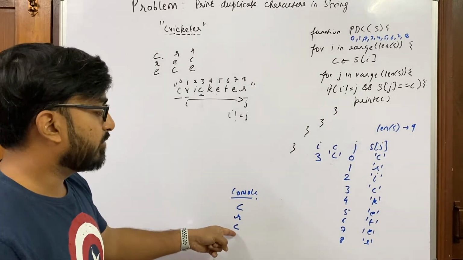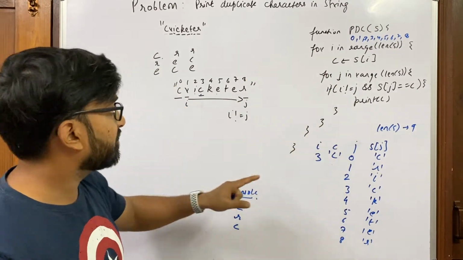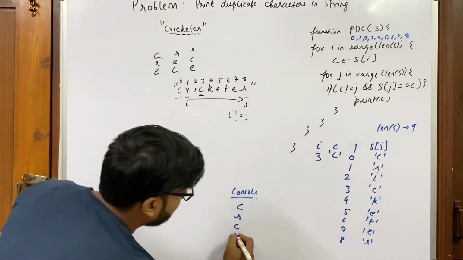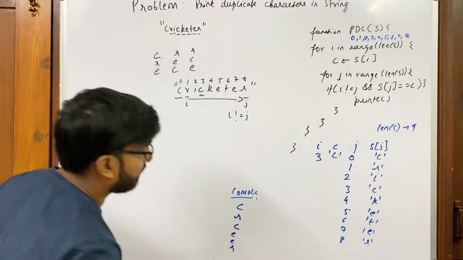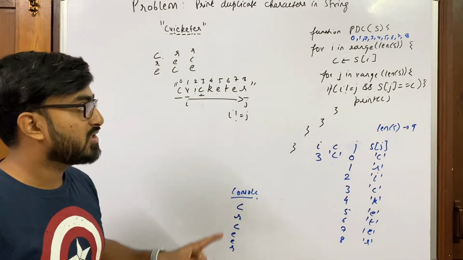Okay, C is being printed again. We don't want this C to be printed again. This is the issue with this solution, right? We need to fix that. So we're getting C again, and if you run this entire thing, you get C, R, C, E, E and R. And we want all the duplicate characters printed exactly once. So how do we fix this?